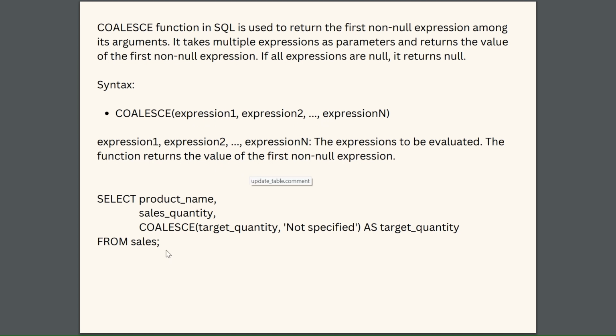And this is an example of using COALESCE function. So we are taking product name as the first column, sales quantity as the second column, and in the COALESCE function we are specifying target quantity, and if target quantity is not provided or if it's null, we will specify 'target quantity is not specified'. We will return that not specified value in that particular row as target quantity.